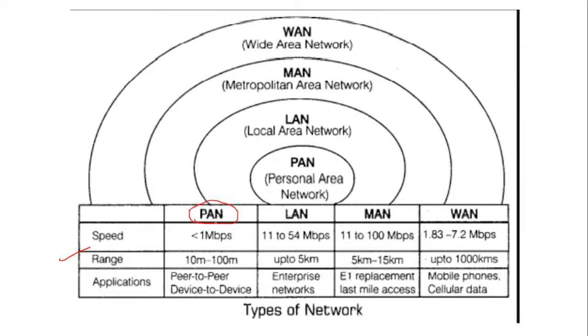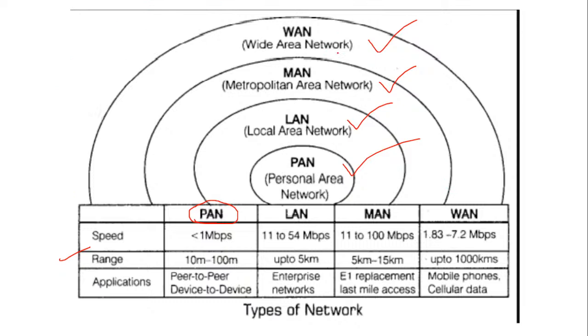Like for example, range and speed application. So when we talk about PAN, it is limited to 10 to 100 meters. When we talk about LAN, it is limited up to 5 meters. MAN is 5 to 15, and the largest is WAN, up to 1000. So PAN is personal area network, LAN is local area network, MAN is metropolitan area network, and WAN is wide area network. See, the diagrammatic presentation itself tells you that it is a wide area network.